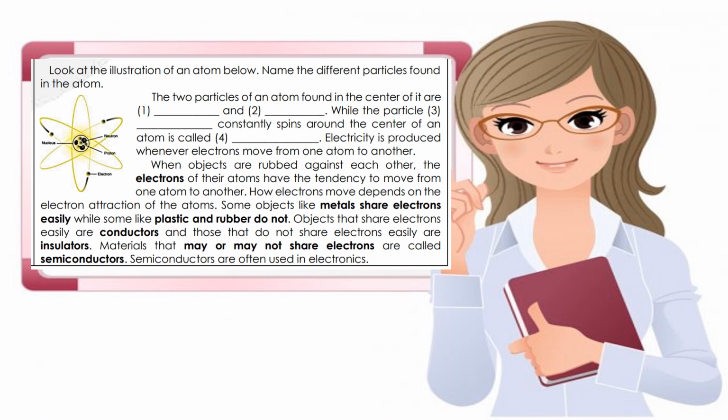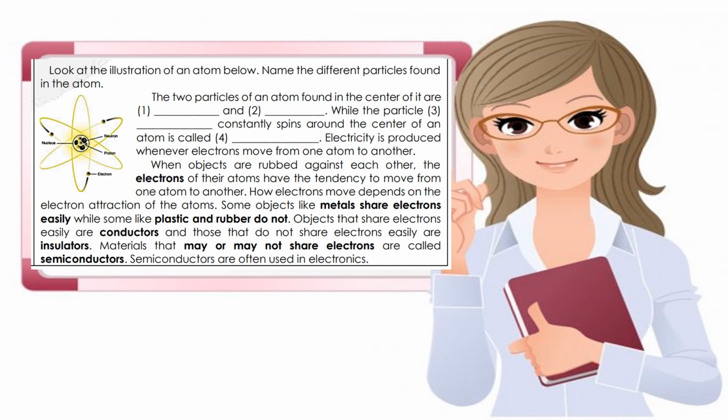Okay, so this time, let's take a look at the illustration of an atom. Name the different particles found in the atom. You will supply the missing words to complete the statement, children. The two particles of an atom found in the center of it are blank and blank, while the particle that constantly spins around the center of an atom is called blank.